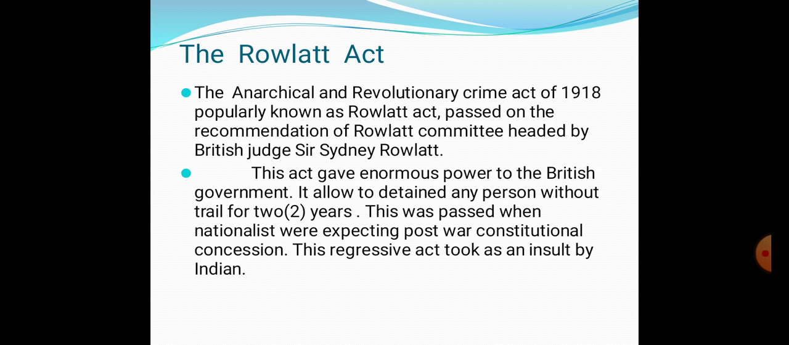The Rowlatt Act. The Anarchical and Revolutionary Crime Act of 1919, popularly known as the Rowlatt Act, was passed on the recommendation of the Rowlatt Committee headed by British judge Sir Sydney Rowlatt. This act gave enormous power to the British government.